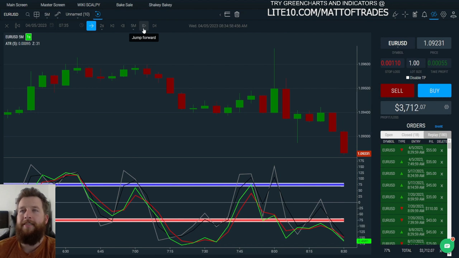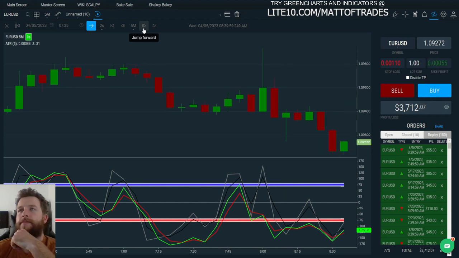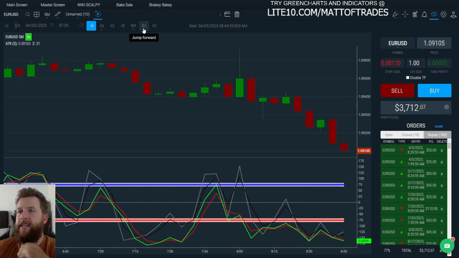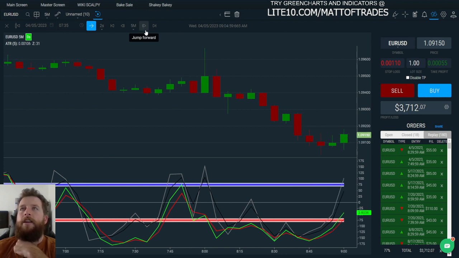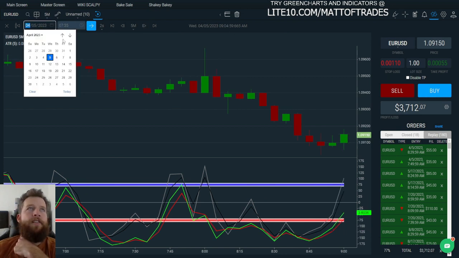There we go. Very next candle. Winner. This is funny. I honestly wasn't expecting to get so many winning trades in a row. Alright, that's past 9 o'clock. Alright.